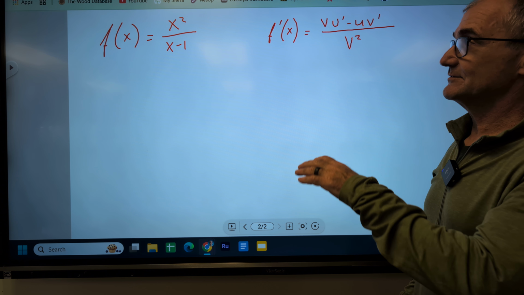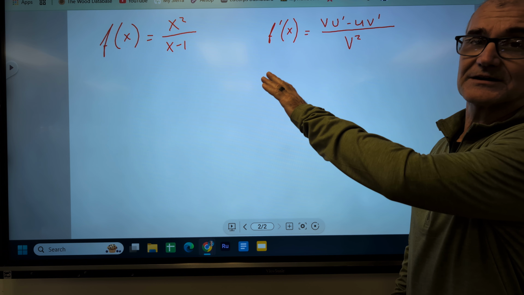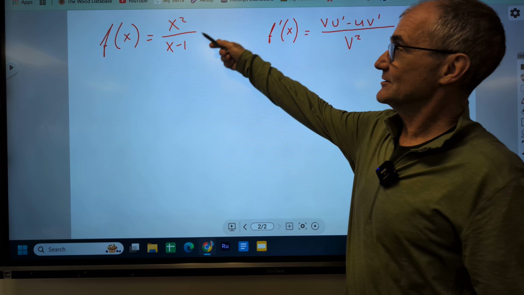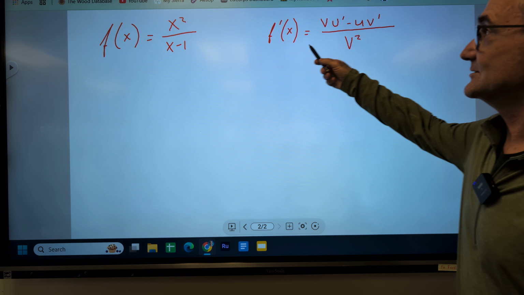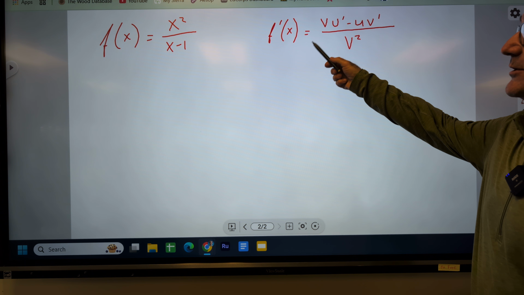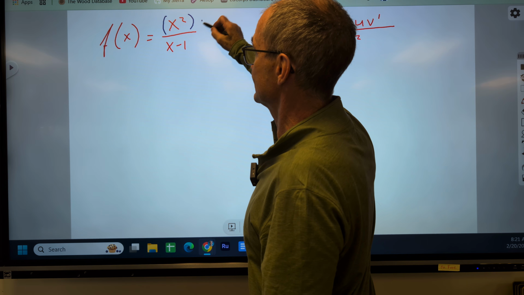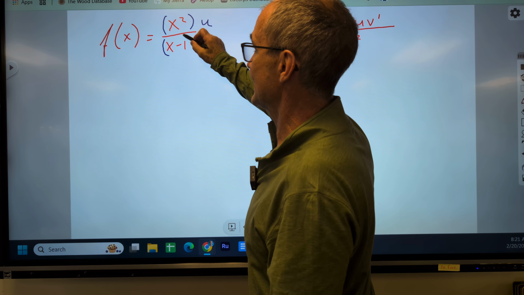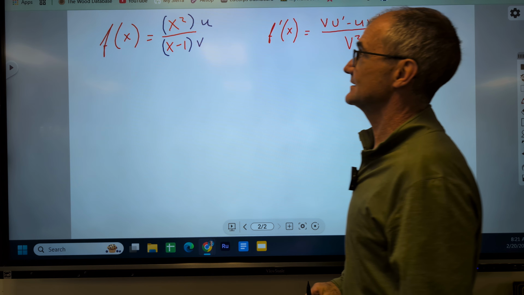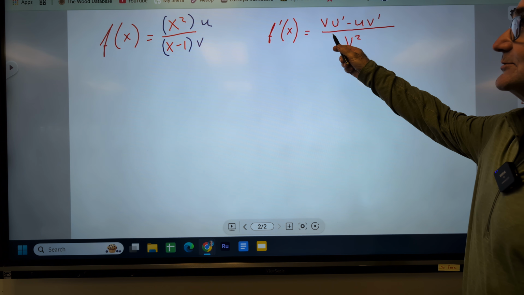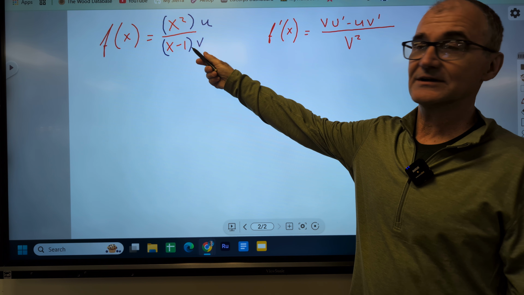So the derivative is going to be the slope of that function, and for this derivative right here we have to use the quotient rule. The quotient rule says I'm going to assign my numerator the term u, my denominator the term v, and then I'm going to use the quotient rule to find the derivative of that.